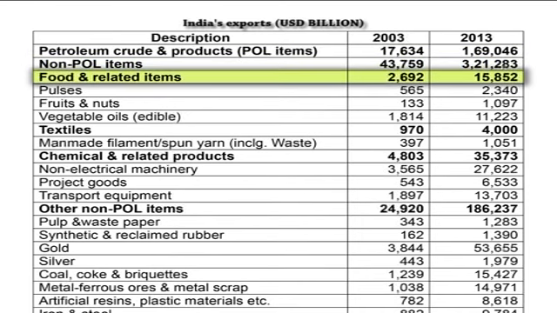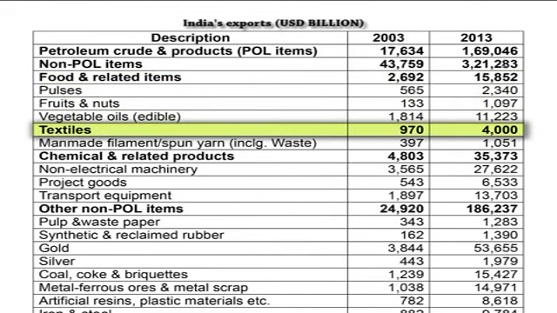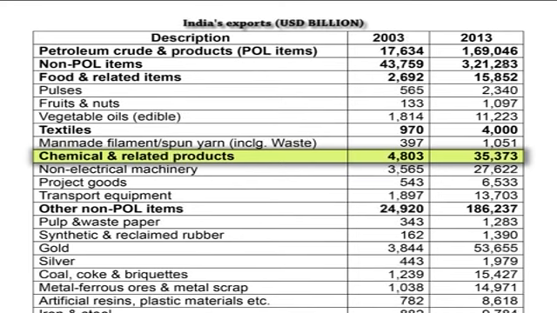Imports of food and related items was at 2,692 million USD in 2003 and went up to 15,852 million USD, which includes pulses, fruits and nuts and vegetable oils. Textiles import was 970 million USD in 2003 and 4,000 million USD in 2013, under which man-made filament or spun yarn are also included. Chemical and related products import was at 4,803 million USD in 2003, which shot up to 35,373 million USD, which includes non-electrical machinery, project goods, transport equipment.